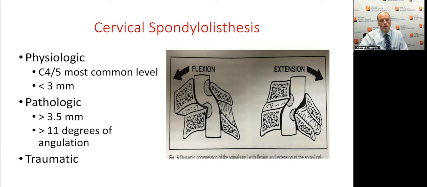As another cause of stenosis, I discussed cervical spondylosis. On plain radiographs of healthy individuals, there is a physiologic spondylosis that's just a normal finding, and it most commonly occurs at the C4-5 level, with less than 3 millimeters of translation. What I listed here as pathologic instability is typically when it moves more than 3.5 millimeters and has greater than 11 degrees of angulation. Now, to me, these are the degenerative cervical spondylosis, and then there's traumatic spondylosis, and then there's pathologic spondylosis.